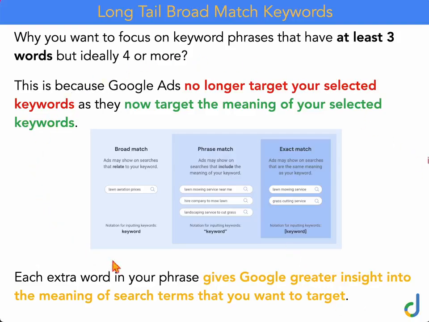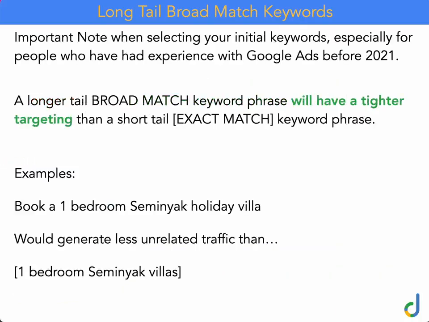Now, this is the definition that Google gives, but the reason why I'm saying you want longer tail keywords is because every extra word in your phrase gives Google greater insight into the meaning of the search terms that you want to target. And this is an important note when you're selecting your initial keywords, once again, especially for people who have had experience with Google Ads before 2021. This took me a while personally to get my head around, but after seeing the data, it was very, very clear: a longer tail broad match keyword phrase will have tighter targeting than a short tail exact match keyword.